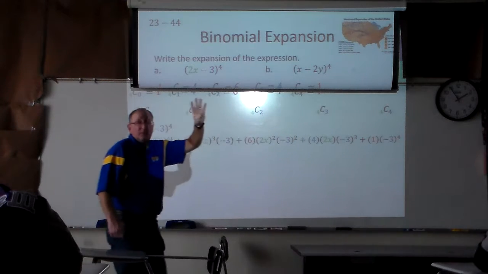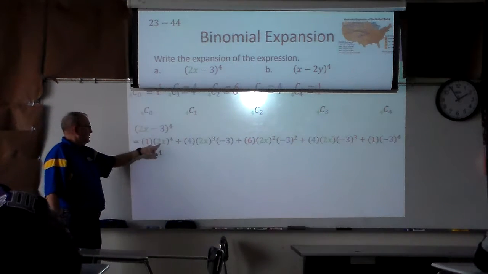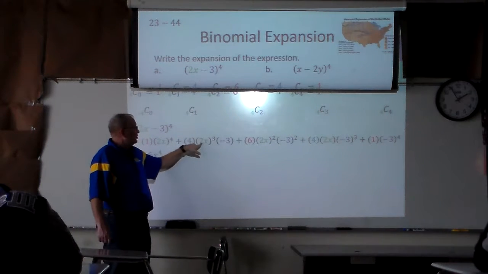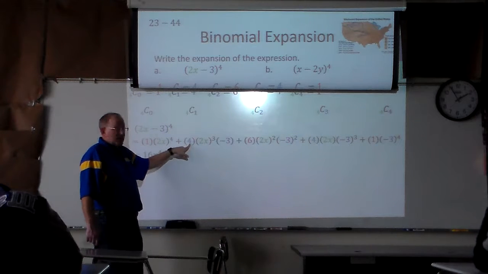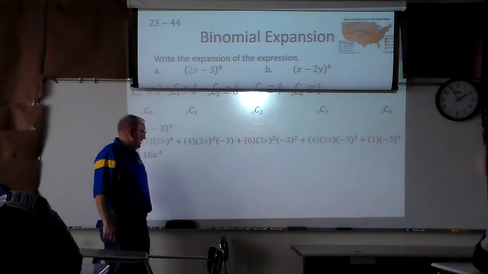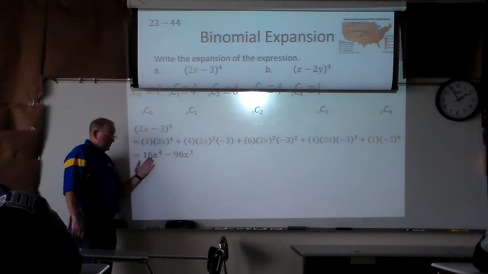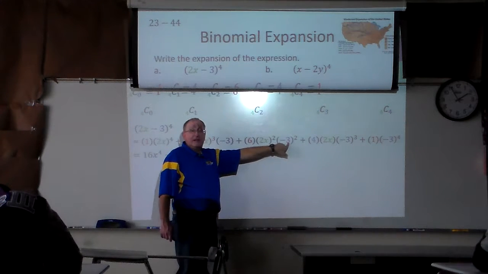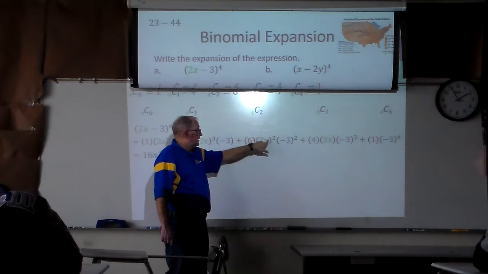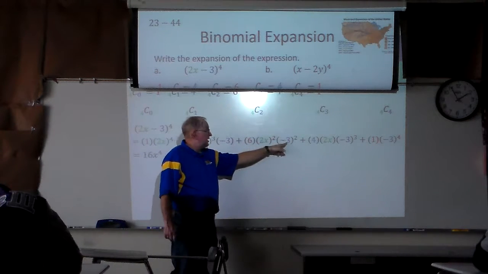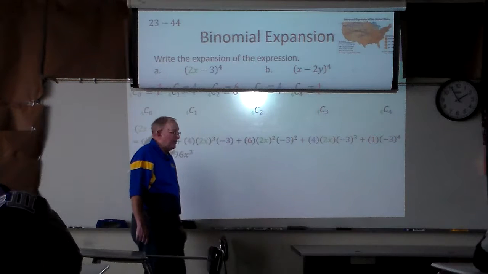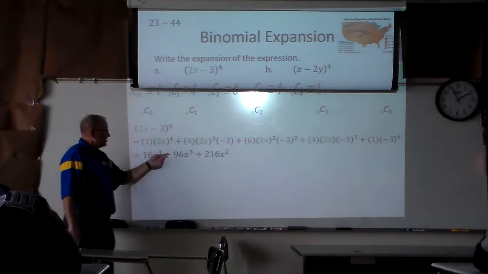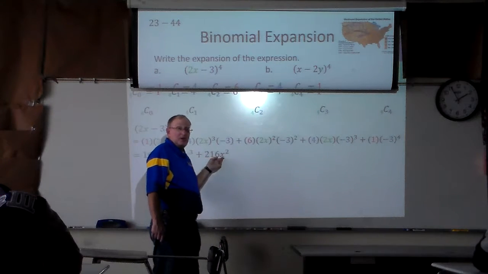So when I go to multiply it, 2 to the 4th is 16, so 16x to the 4th. 2 cubed is 8. 8 times 2 is 32. And 32 times negative 3 will be negative 96x cubed. Notice positive, negative. That's going to be positive 9. Negative 3 squared is positive 9. 2 squared is 4. 4 times 9 is 36. 6 times 36 will be a positive 216x squared. Notice x's are going down, right? Here you know my answers, right?